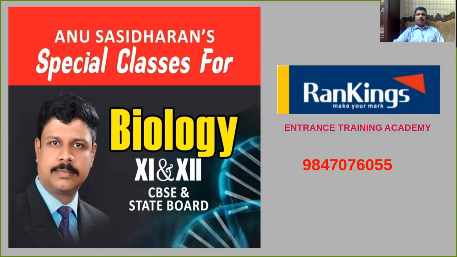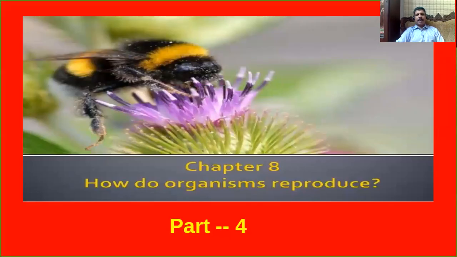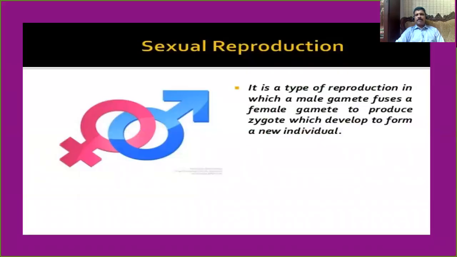Today, I am going to talk about an important chapter of Class 10, that is, How do organisms reproduce, Part 4. Dear students, in the last lesson we discussed different types of vegetative propagation and tissue culture. Today, I am going to talk about sexual reproduction.